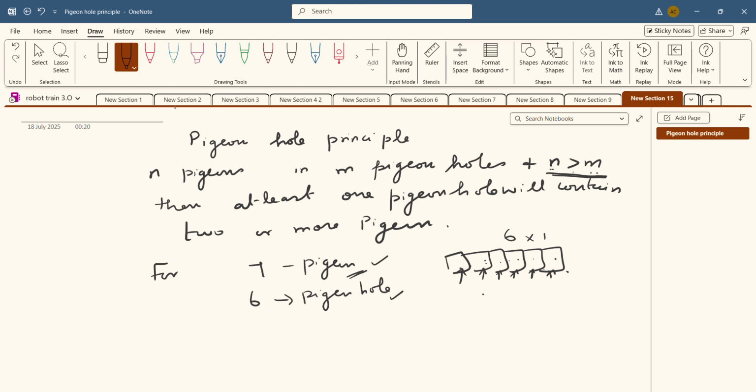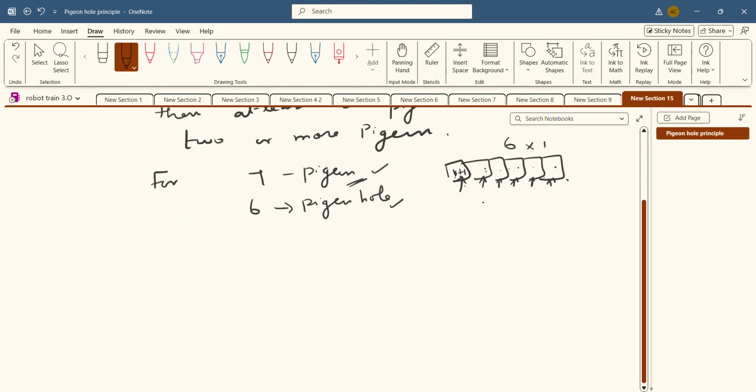From that we can conclude that at least one pigeonhole will contain more than one. Suppose I accommodate the last one in the first hole, where there is already one pigeon. Then this hole contains two, so at least one pigeonhole will contain two or more pigeons. This is the statement of the pigeonhole principle. Next we can define the generalization of the pigeonhole principle.